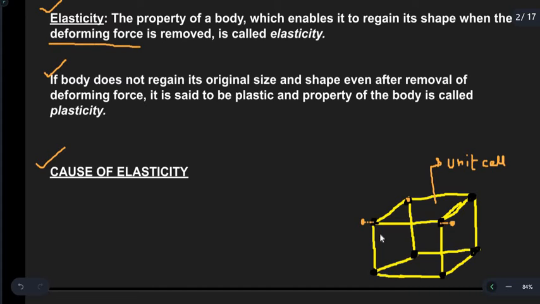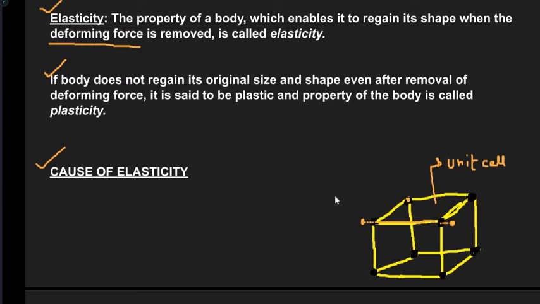Okay, now you might have a question कि इनके बीच का ये जो bond है, this bond, these yellow lines representing the bond, is it breaking down? I'll say no. ये bond आपका नहीं टूट रहा है. Okay, this bond is not breaking down because the deforming force is not large enough to break this bond.